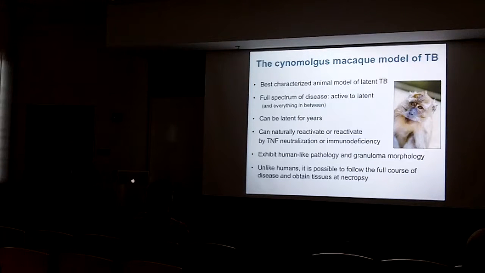So how do you study tuberculosis? Well, it's a difficult disease to study. A lot of the animal models that we use for other diseases, mouse models and so on, are not very representative of human pathology. They have different granuloma forms, different types of inflammation, and the course of disease is completely different. One animal that does have very similar disease to what we see in humans is the cynomolgus macaque. This is a small non-human primate, and it's the best characterized model of latent tuberculosis and one of the best models for tuberculosis in general. This animal has the full spectrum of disease, not just active disease, not just chronic disease, but completely latent disease.